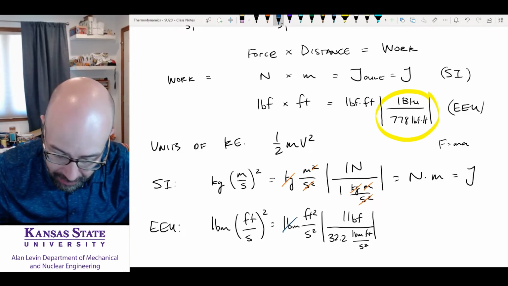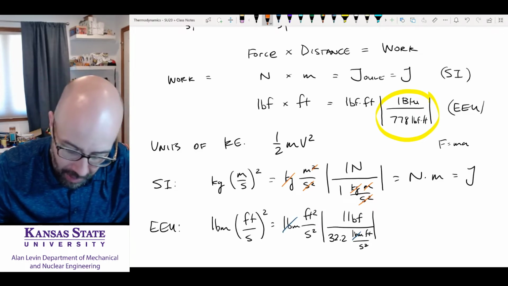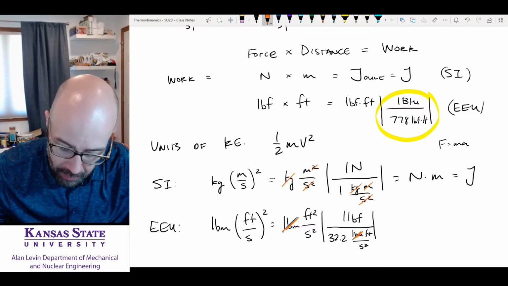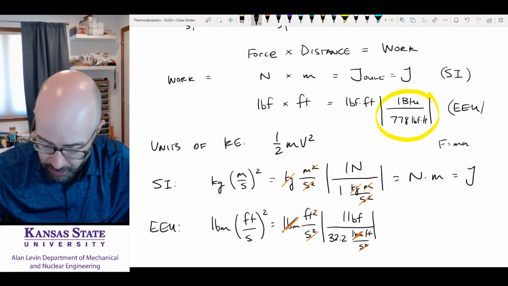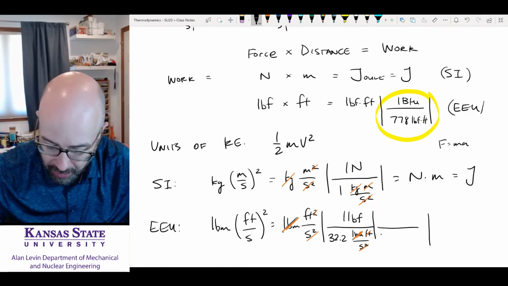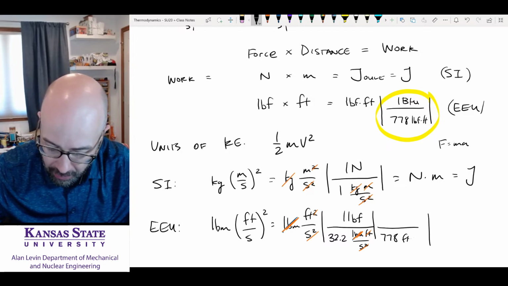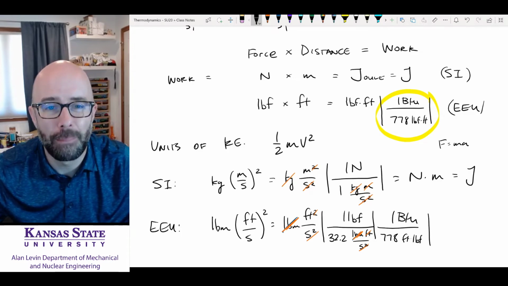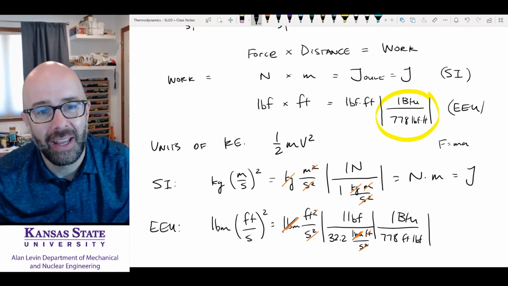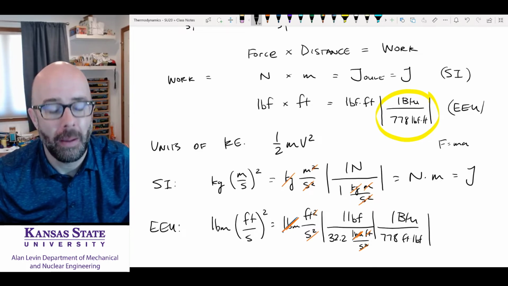Get rid of pound mass. Let me use my orange here. We get rid of pound mass. We get rid of one of our feet. We get rid of our second squared. Now we have foot pounds. And now we do another conversion to say that 778 foot pounds is 1 BTU. So this is probably a better example than what I had earlier in that first video.